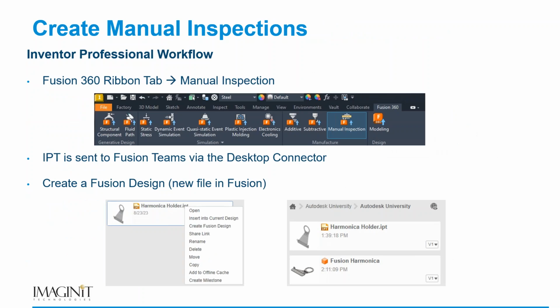So inside of Inventor, this is more recent, 2023 and 2024, there was a Fusion 360 ribbon tab added and a command called Send to Fusion, Create a Manual Inspection. So you can do this right from Inventor, where your Inventor part file gets sent to Fusion Teams via your desktop connector. And once it's there, you can create a Fusion design from this.